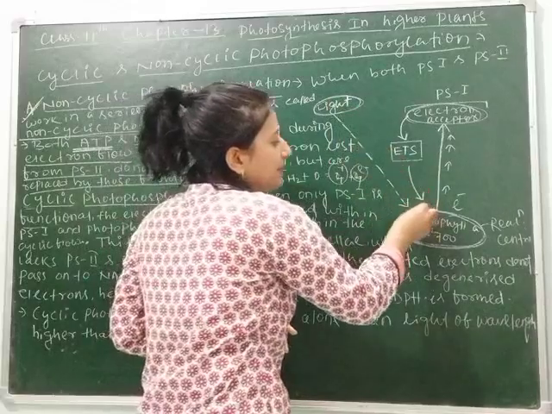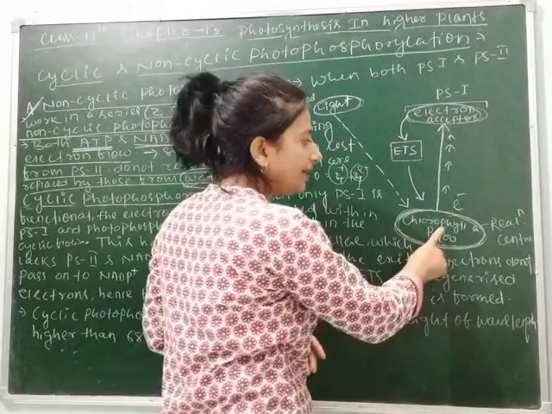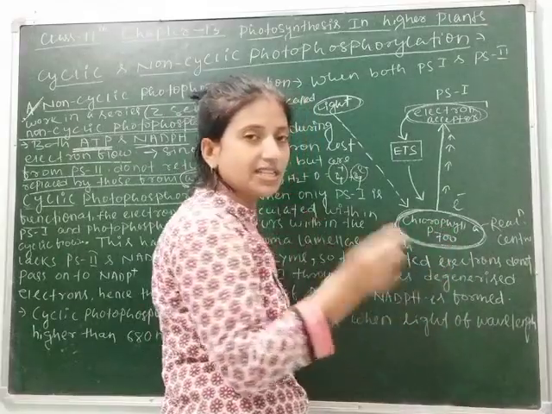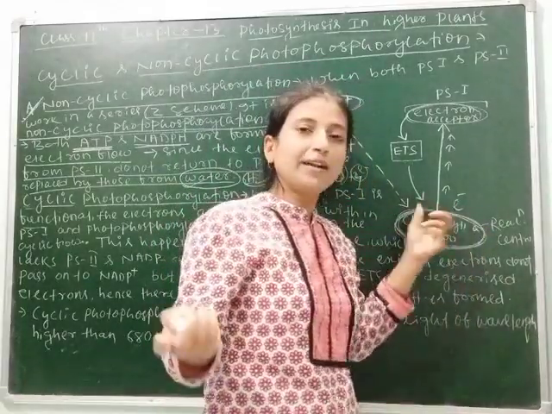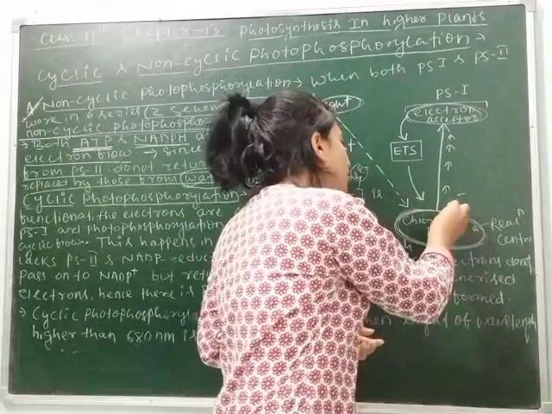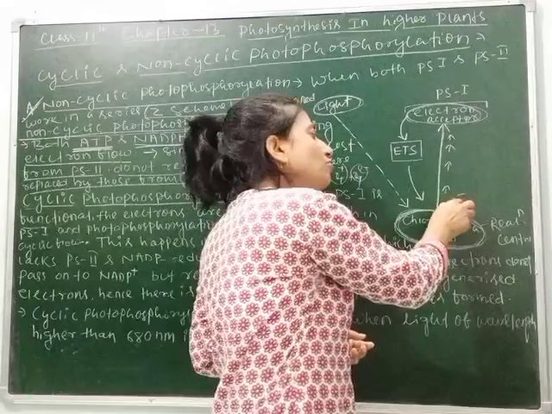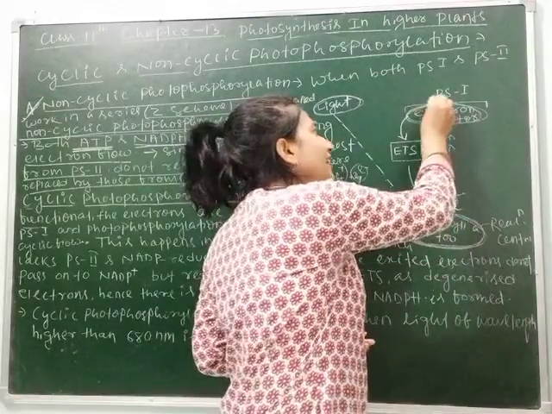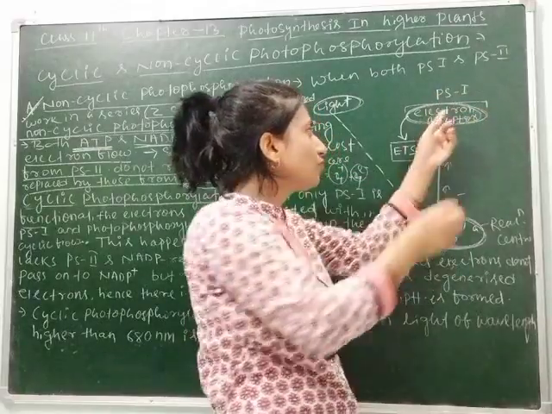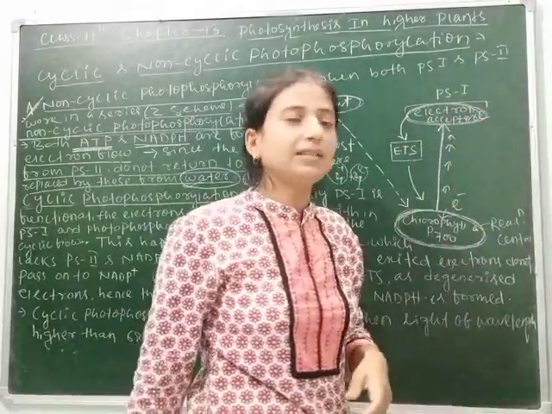The light is received by chlorophyll A. Clear? Here breakdown of water occurs, means light breaks water. So after breakdown of water, electron and proton are released. Proton goes inside, whereas electron releases outside, and that electron is again received by an electron acceptor.